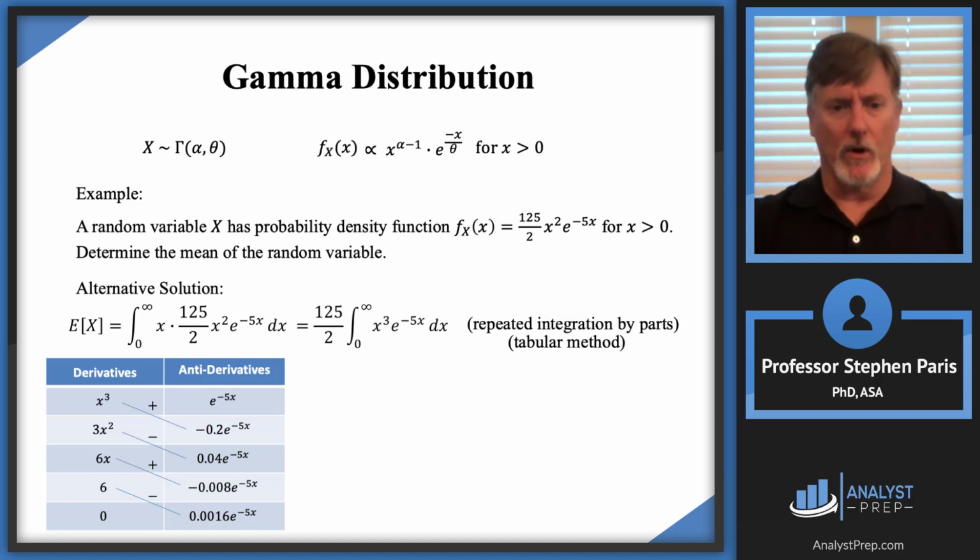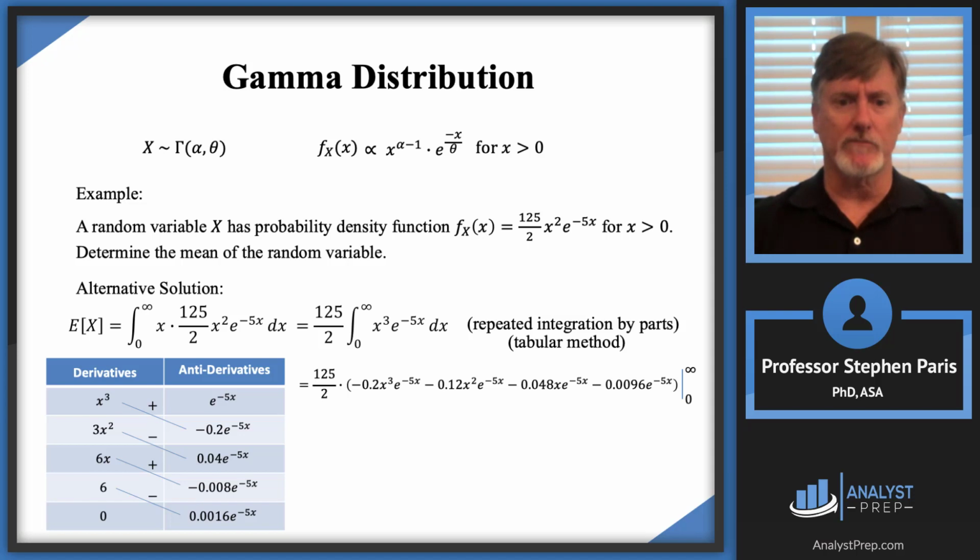And so what we would do then is multiply an x cubed times a negative 0.2 e to the minus 5x, and we would take the positive product of that. And then we would take a 3x squared times a 0.04 e to the minus 5x and take the negative product of that. And we would do that for each, all the way down the table, and then add all those values up.